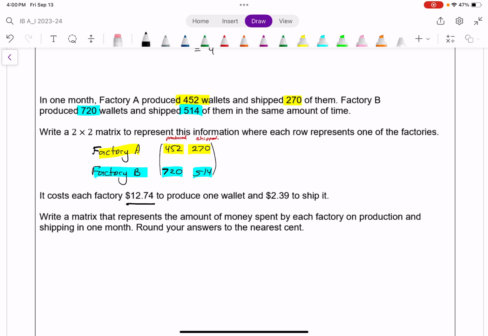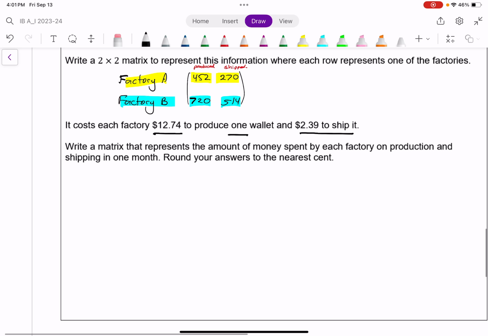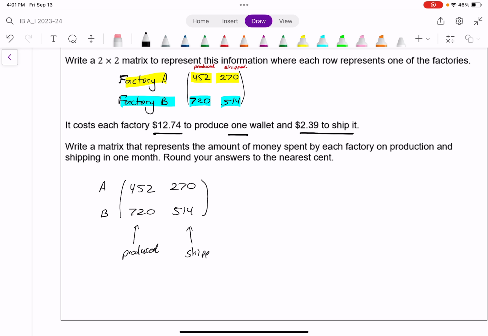It costs each factory $12.74 to produce one wallet and $2.39 to ship it. So I want to write a matrix that represents the amount of money spent by each factory on both production and shipping in 1 month. Let me first start by writing down this matrix again. And so 452 and so on. I'm going to label what these are again, just because it's easy to forget. This was factory A, factory B. This was how much they produced. This was how many they shipped.